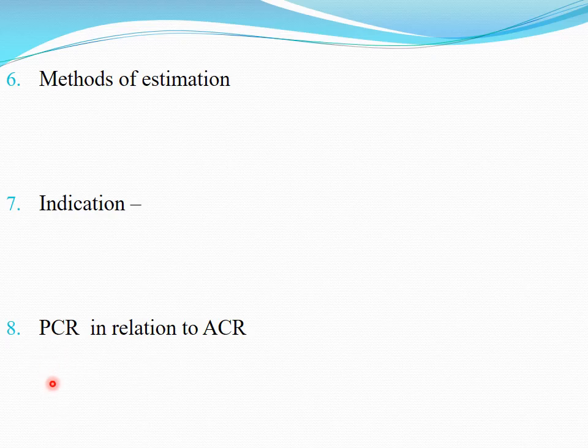Now what is the normal, the unit and the range? If we consider milligram per gram of creatinine, it should be less than or equal to 150 milligram per day. And if we consider milligram per millimole, then it becomes less than 15 milligram per millimole.